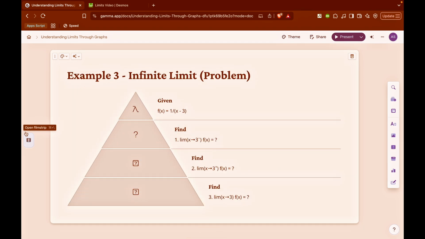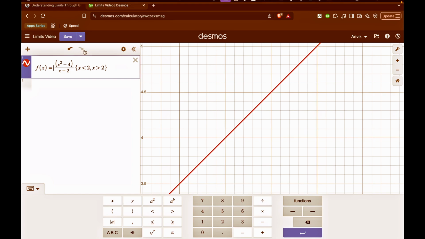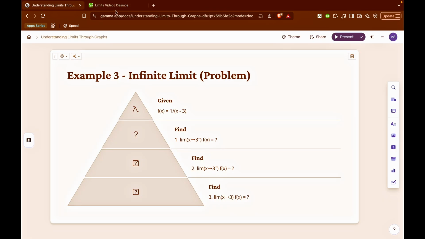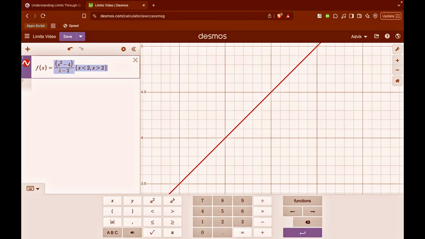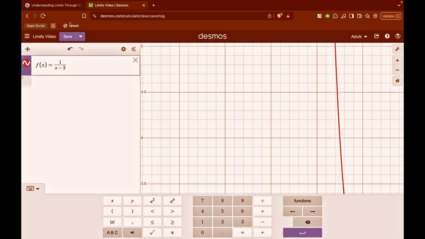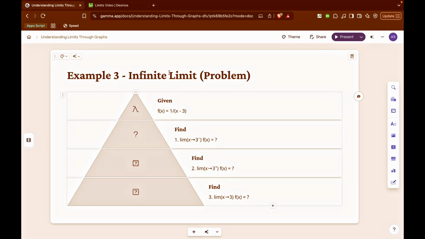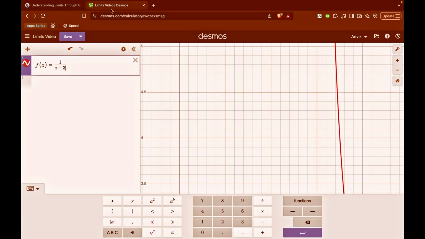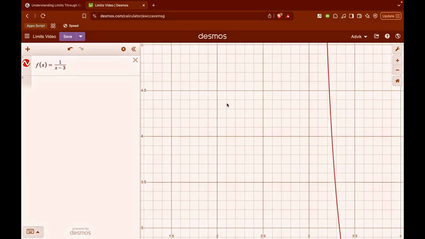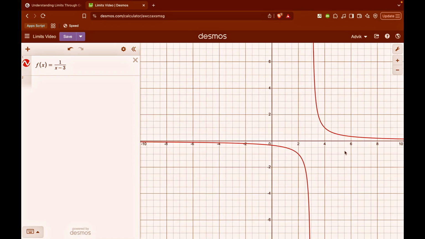The third example is an infinite limit. We are given 1 over x minus 3. We have to find the limit from the left-hand side, from the right-hand side, and whether the two-sided limit exists, and if it does, what the two-sided limit is. f of x is equal to 1 divided by x minus 3. And what we're trying to find is, as x approaches 3, what is the limit either way?